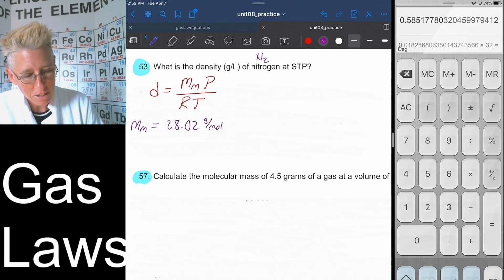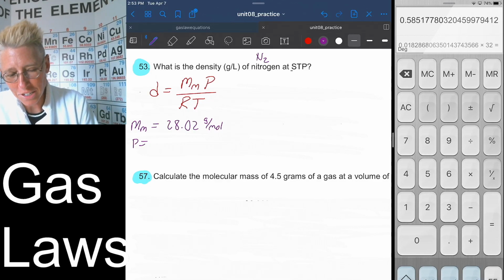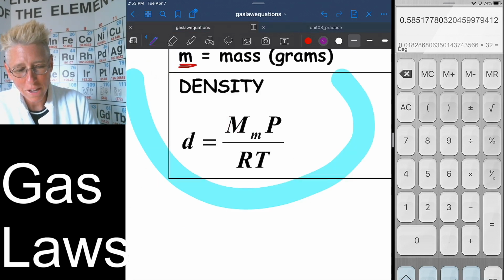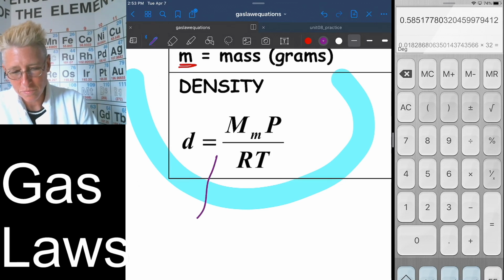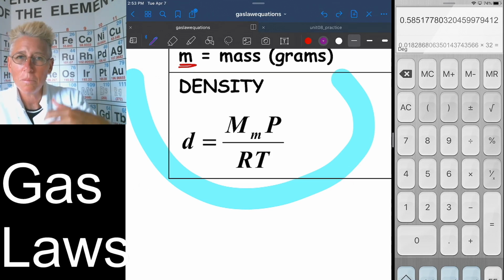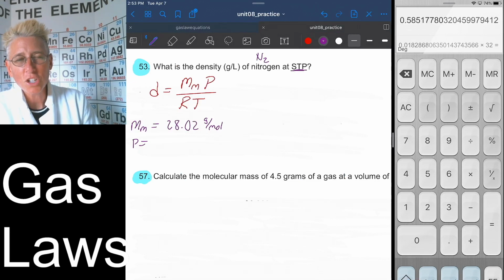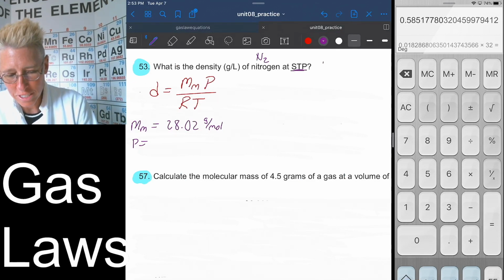Okay? And then pressure is, well, I don't see any number, but I do see this STP. And if you got a little stuck, again, go back to that gas law equation sheet, and you'll see on the gas law equation sheet that I do indicate, if you look at the top of the sheet, you will see that I have the conditions of STP, which temperature is 0 degrees Celsius and pressure is 1 atmosphere.